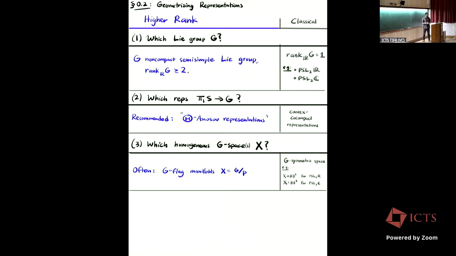So which homogeneous G-space should you work with? Well, that's a bit of a loaded question because it depends on your interests. But the most common answer is to work with these so-called flag manifolds, which are a special class of G-homogeneous spaces that are in particular compact, and they're also projective varieties. And that stands in contrast to the rank 1 situation, where the most common answer is a symmetric space, say H2 for PSL2R or H3 for PSL2C.